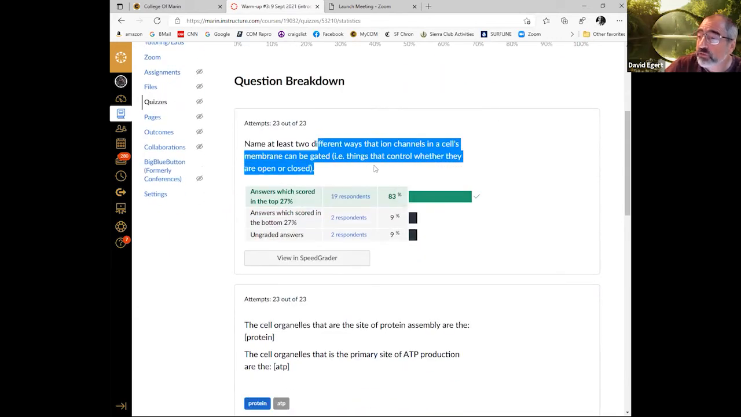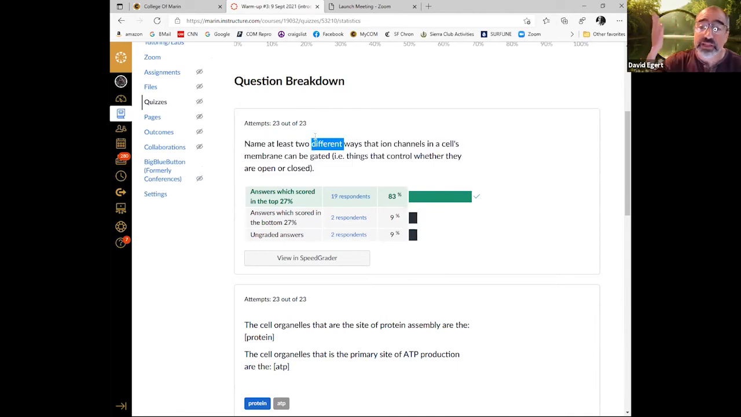Name at least 2 different ways that ion channels... So I haven't finished grading all of these yet, but most people got this. What are the 3 ways that we talked about that ion channels can be controlled, can be gated? Voltage, ligand, and mechanical. Exactly. There was voltage: changes in the membrane voltage or membrane potential, electrical potential, can be the signal for a channel to open or close. That's going to be really important when we look at excitable cells and action potentials and things like that.